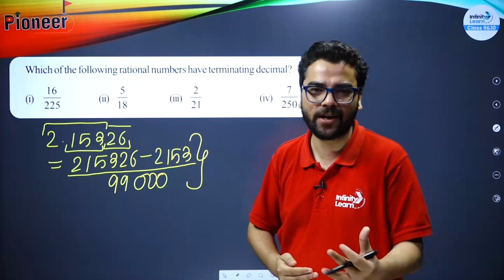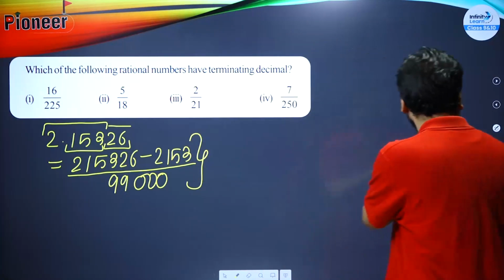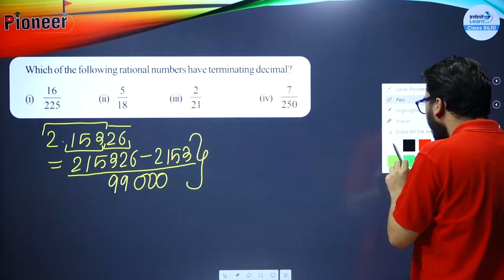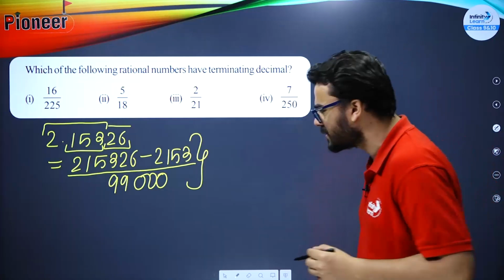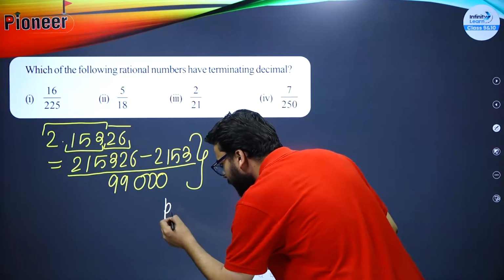So there is a thing actually. See, I will explain that. A rational number will have a terminating decimal representation. For example, I am writing p by q.